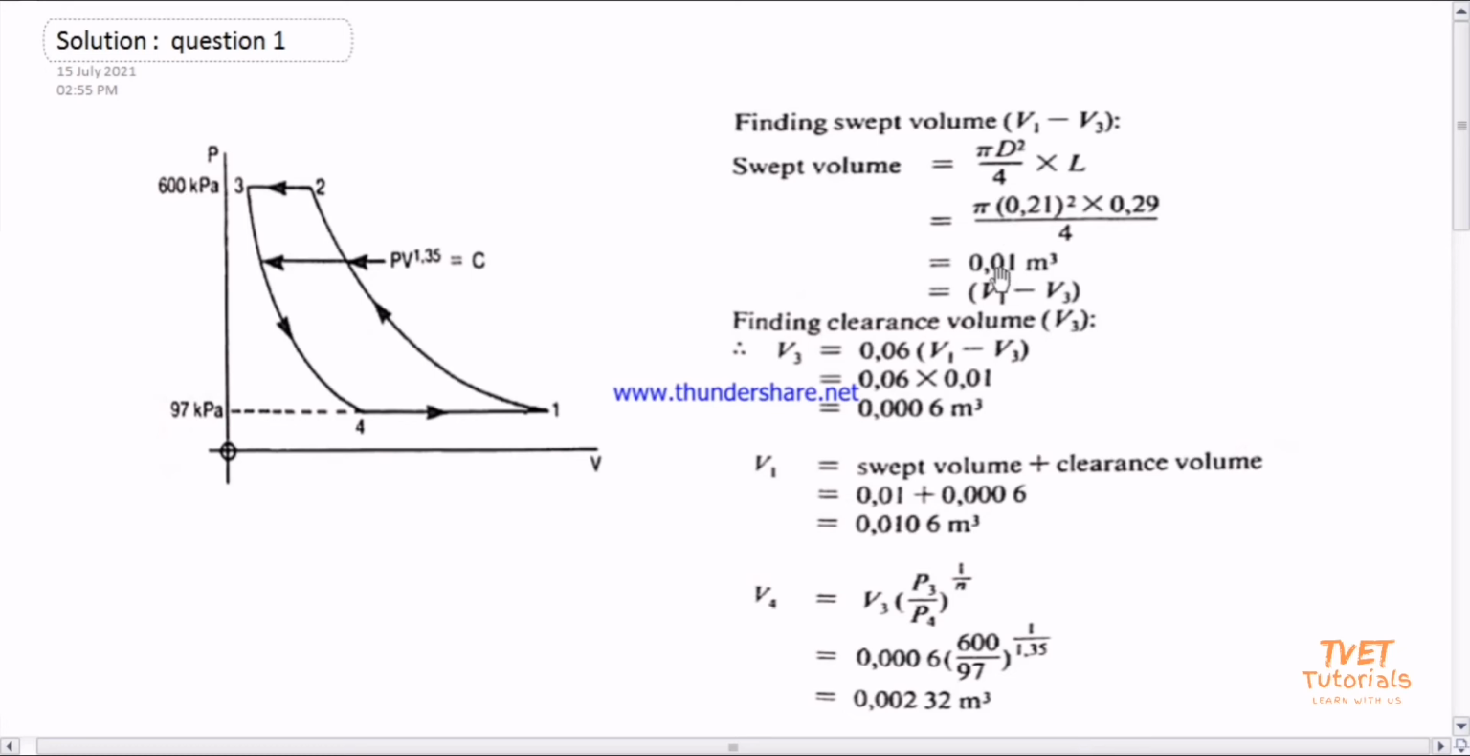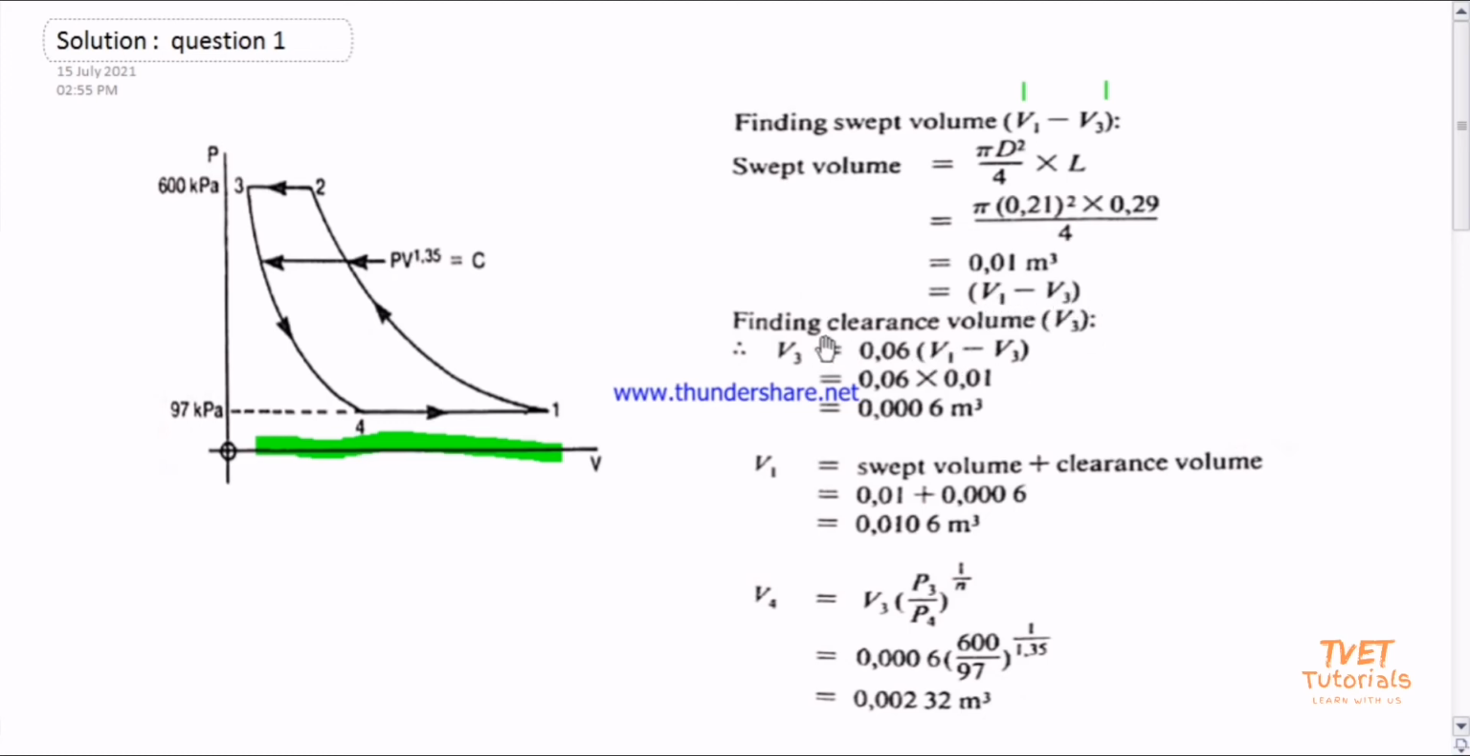So swept volume is from here to here. Let me show you with the highlighter. So we were sweeping from here, point 1, all the way to 2, 3. Hence you see our swept volume is V1 minus V3. So finding the swept volume, we're going to substitute this, then this becomes V1 minus V3.